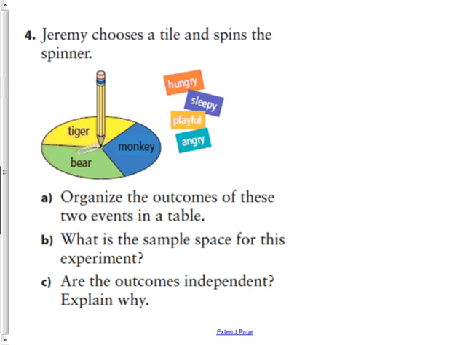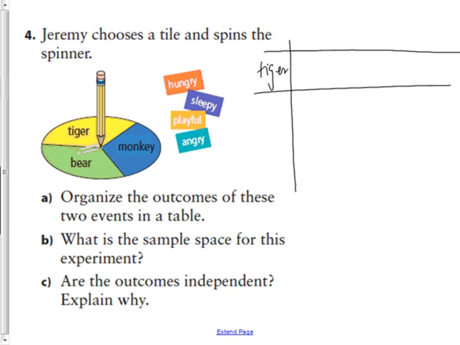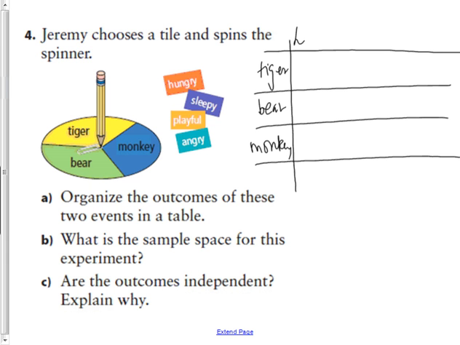The second question has to do with Jeremy and spinning the spinner. So it says organize the outcomes of these 2 events in a table. So I'm going to create a table here. And up here I'm going to put tiger, bear, and monkey. And down here I'm going to put hungry. I'm just going to put H, sleepy, playful, and angry.